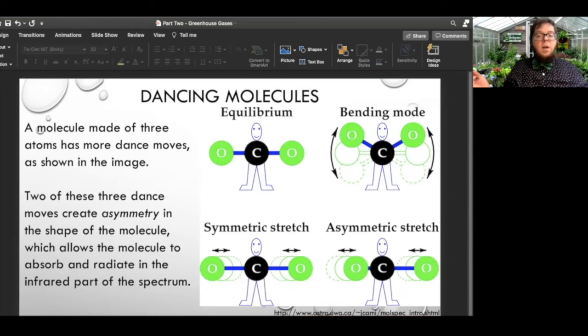Or one oxygen could come in while the other goes out, and vice versa, right? So now the carbon and one oxygen are next to each other, and the other oxygen is out over here, right? So you got the asymmetric stretch. So you got the dancing molecules. It's got enough dance moves to allow it to absorb and radiate in the infrared part of the spectrum.